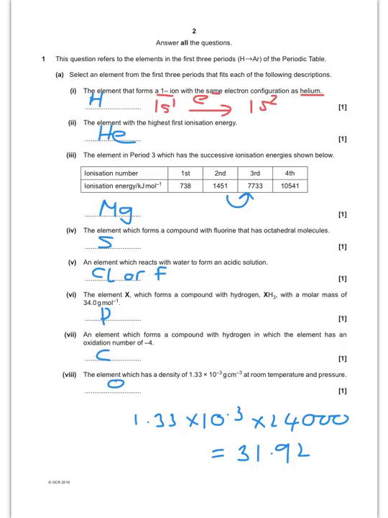energies. So you're looking for a big jump, and you can see the big jump occurs between the second and the third. So it must be the element which is in group 2, period 3, and that's magnesium.